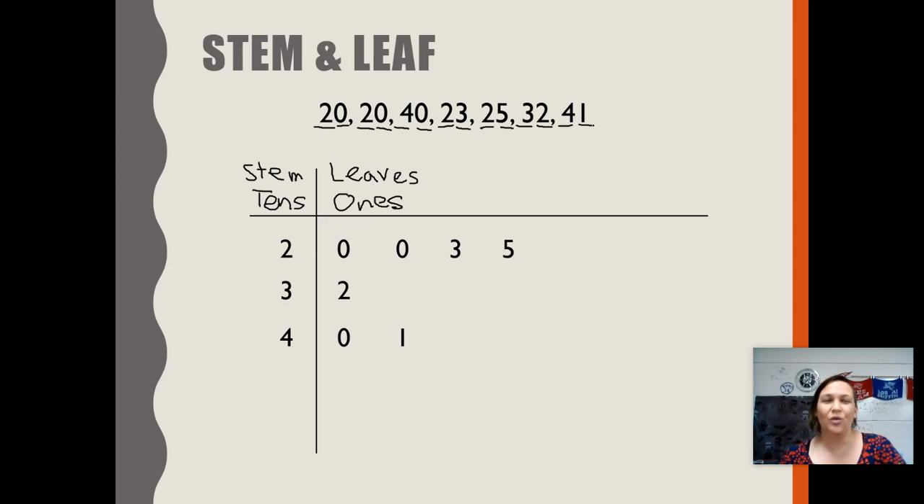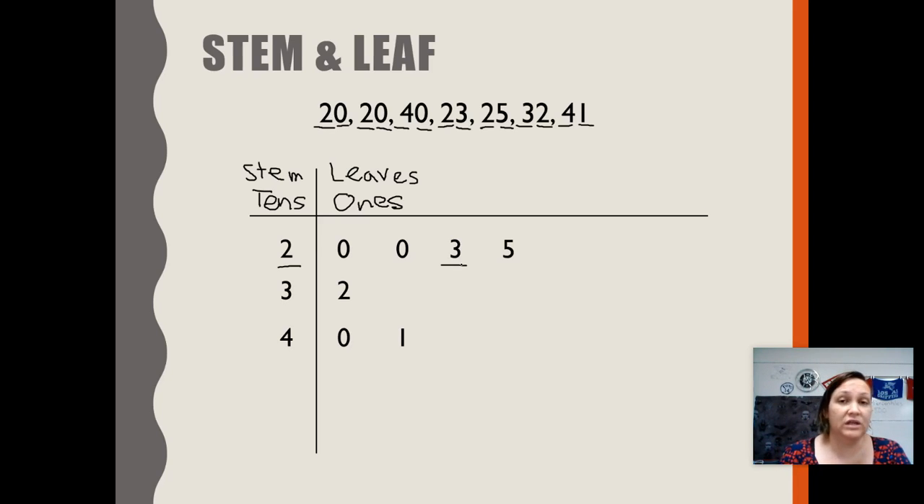And that's it. When you're reading this, again, you read the number from the stem as the tens number, and then the other numbers as the ones place. So this would be 23, right? So you're reading it with both numbers in mind. Again, this gives us a nice visual so that we can see that these numbers are trending more towards the 20s. The 30s and the 40s are a little bit far away from where the other numbers are.